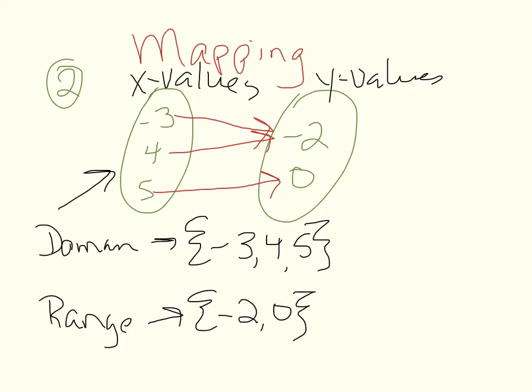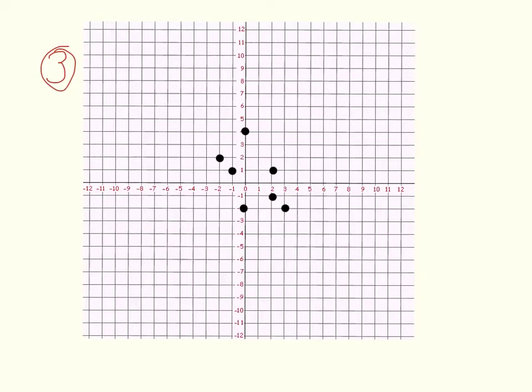Another way to look at them is a graph. So I'm going to list my domain. Remember, my domain is my x values, so I'm just going to follow along. Here's a point here. Now what's its x value? Its x value is a 2.